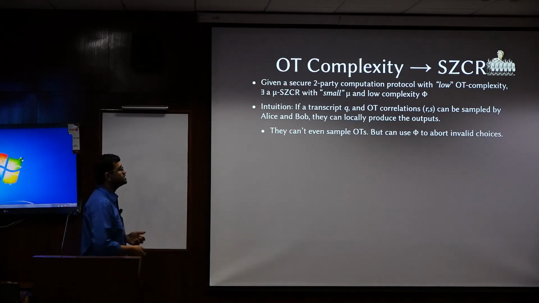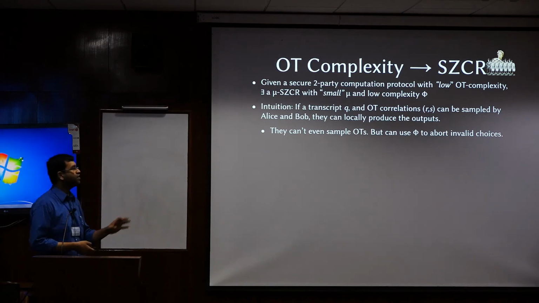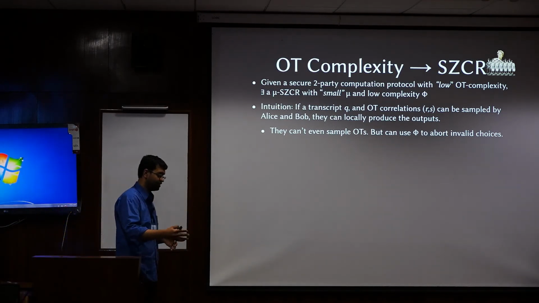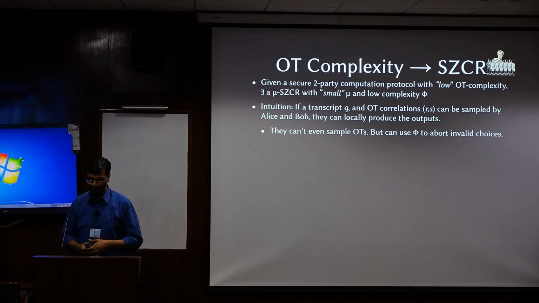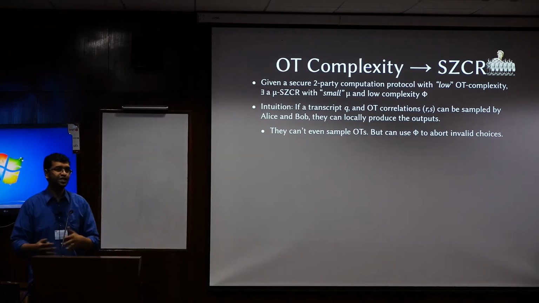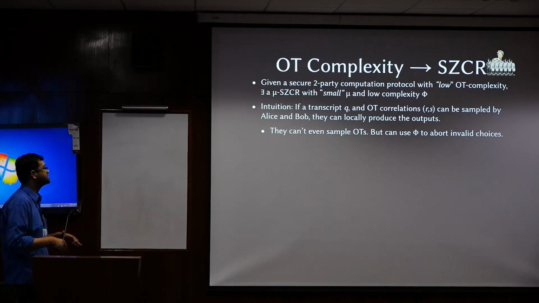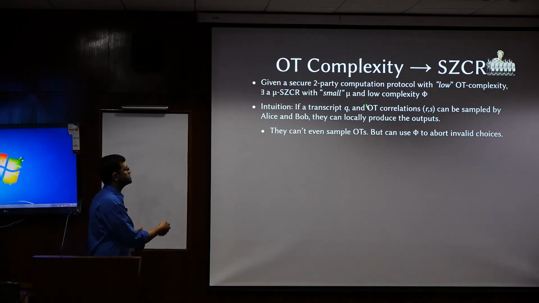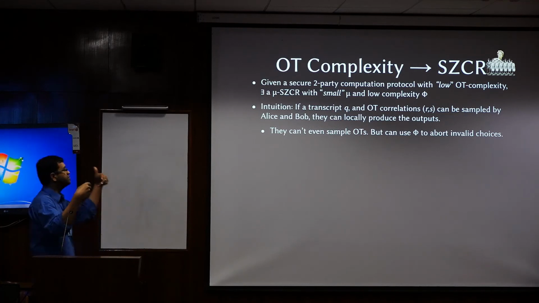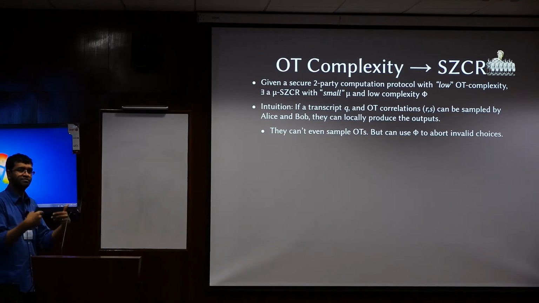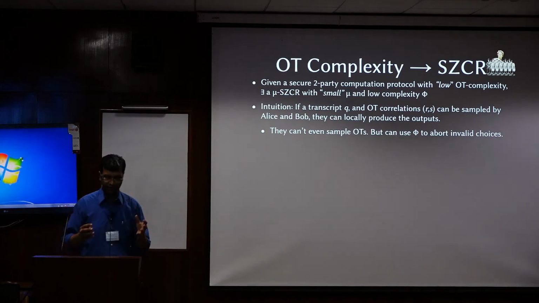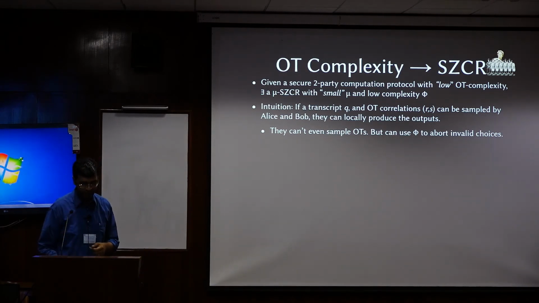We can use this predicate to abort our invalid choices. So I pick an X0, X1, you pick your B and XB. If your XB is not consistent with my X0, X1, then this predicate can abort. So that's a predicate we will use. It checks if inputs given from Alice and Bob are in the support of the OT correlation. So that's not a big problem.